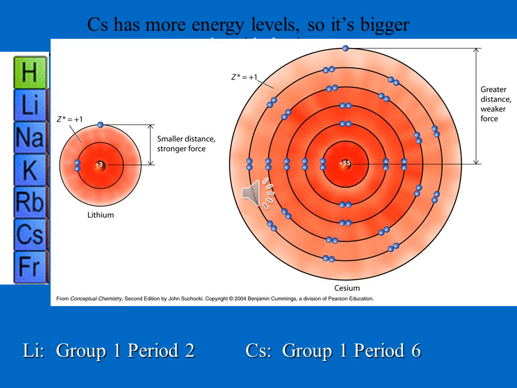Lithium has only 2 energy levels, but cesium has 6 energy levels. So as we can see here, the atomic size of cesium is larger than the atomic size of lithium. Why? Because the number of energy levels in cesium is more than the number of energy levels in lithium. Lithium is in period 2, up in the group, but cesium is in period 6, down in the group. So as we go from up to down, the number of energy levels increases and the atomic size increases.